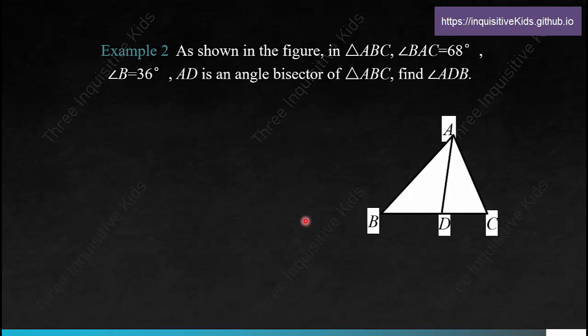Let's do another example. As shown in the figure, in triangle ABC, angle BAC is equal to 68 degrees. Angle B is equal to 36 degrees. And AD is an angle bisector of triangle ABC. Find angle ADB. Now, using the knowledge we learned from the math lessons a couple of lessons ago and in this lesson, I want you to try to solve this by yourself before we go through the solution together.